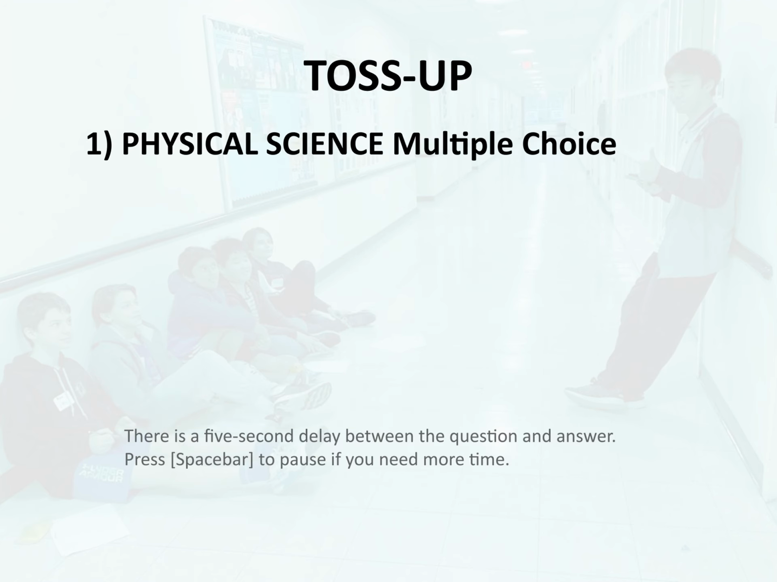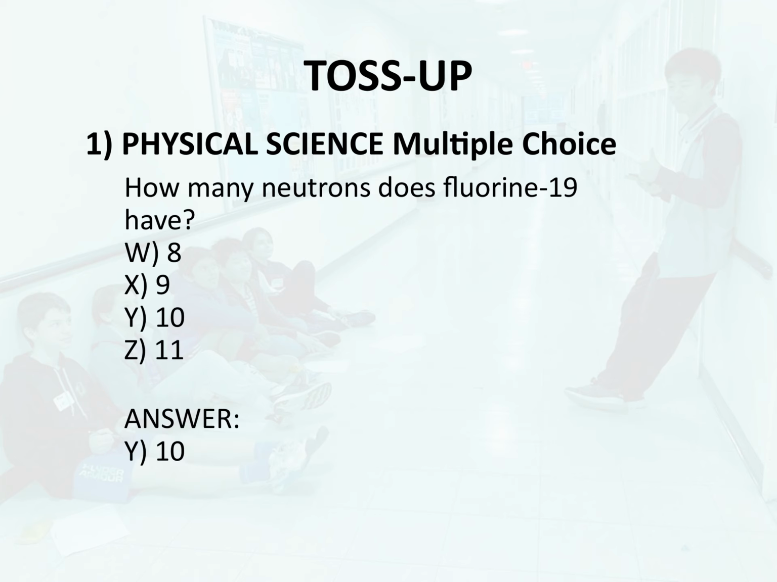Toss-up 1. Physical science. Multiple choice. How many neutrons does fluorine-19 have? W, 8. X, 9. Y, 10. Z, 11. Answer. Y, 10.